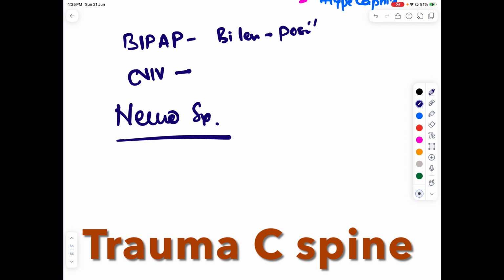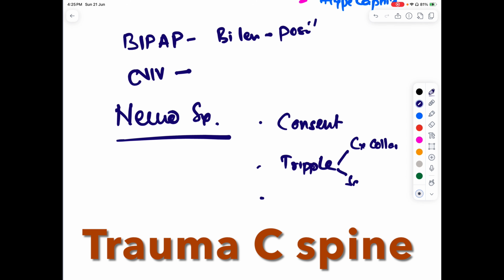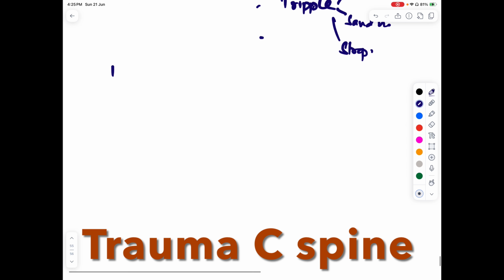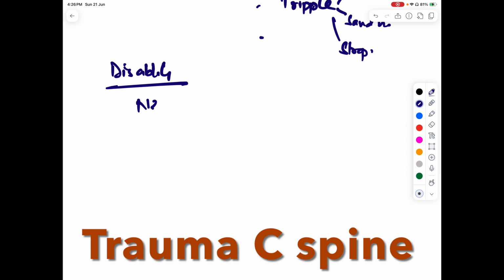So this patient needs triple immobilization and consent. First is consent, then triple immobilization. How is it done? Cervical collar, sandbags, and strapping. Then you have to think of disability, now neurological assessment.